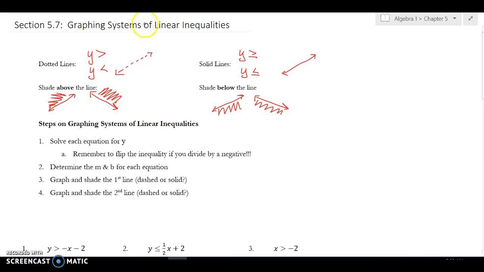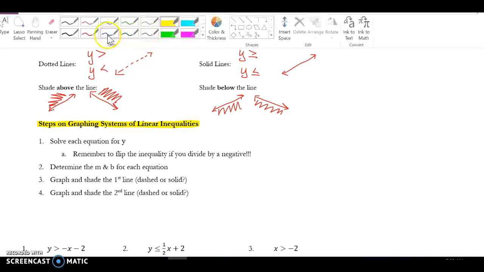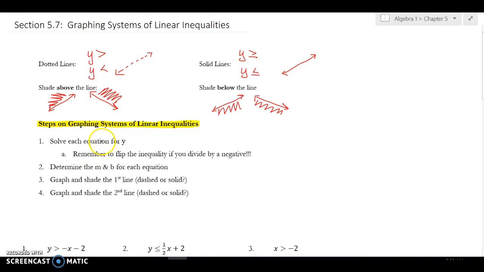So when you're solving systems of inequalities, it's really important to follow these steps. If you go out of order, if you do something differently, it could get confusing because there are going to be two different lines and two different shadings on your paper, and you want to make sure you get them straight. So the first step is to solve each equation for y. Remember that if you divide by a negative, you have to flip your inequality. Then determine the m and the b for each equation.